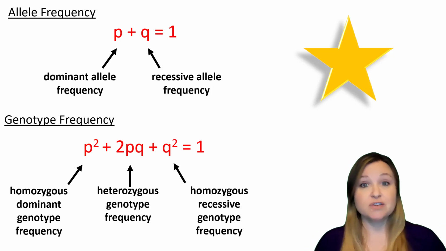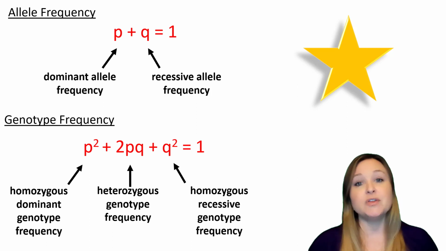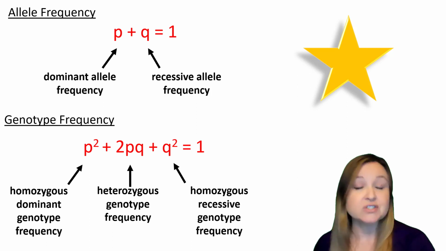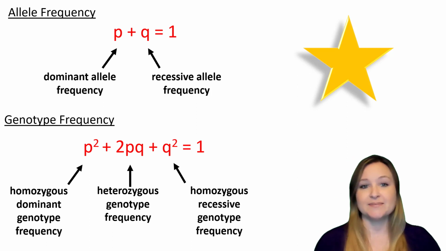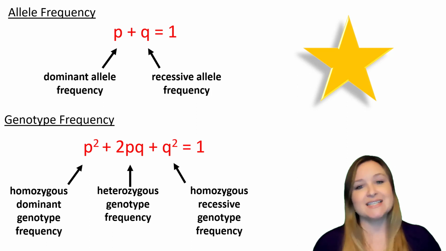Now, if this all sounds a little confusing to you, check out my other video on the Hardy-Weinberg principle that breaks down P and Q and the allele frequency versus the genotype frequency. If you think you've got a good handle on the difference between alleles and genotypes and the two different equations here, well, let's continue on.